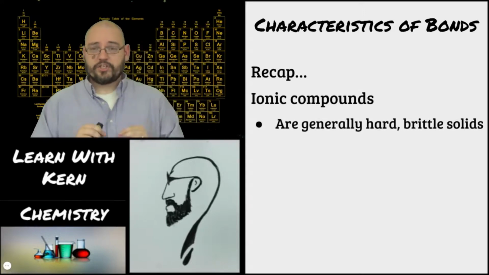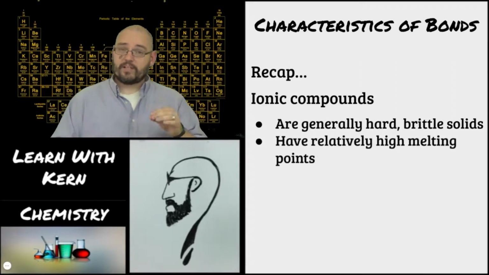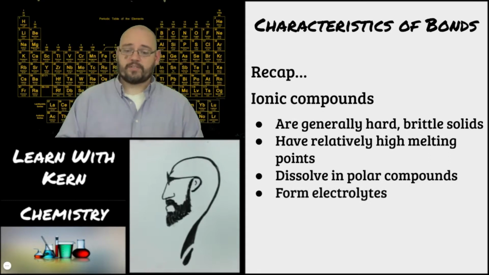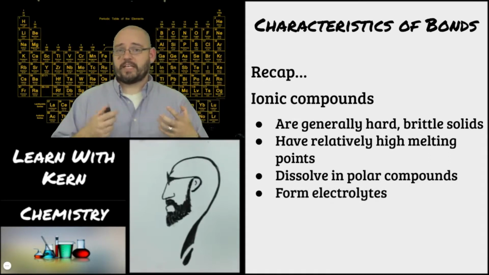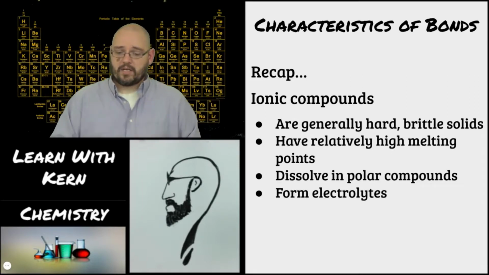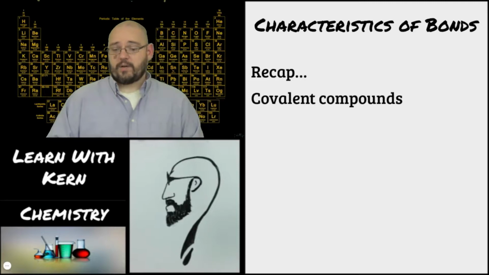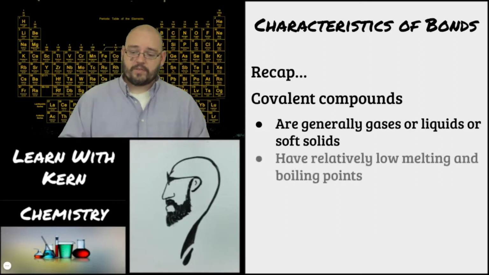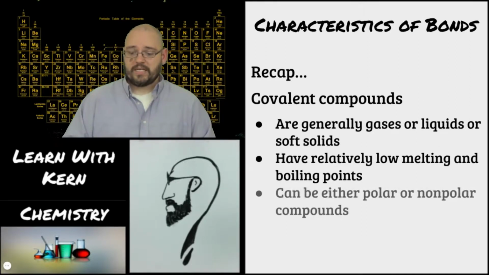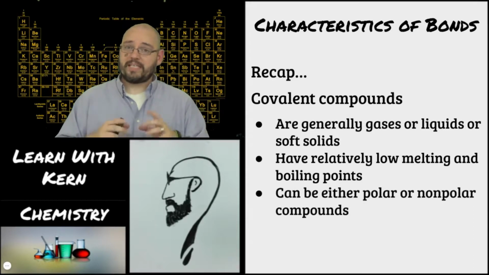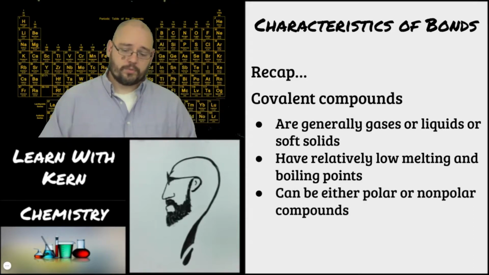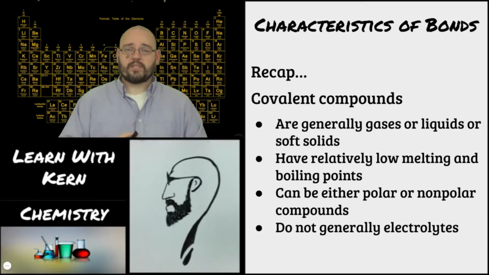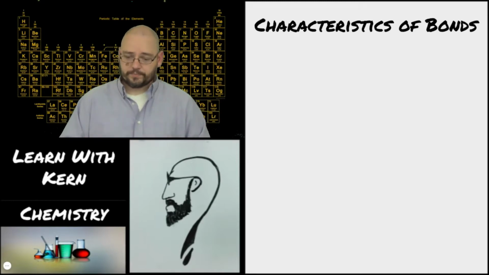Ionic compounds are generally hard, brittle solids. They have relatively high melting points, and they dissolve in polar compounds, and they form electrolytes. All of this is because of that positive-negative interaction between the atoms in an ionic compound. Covalent compounds are generally gases or liquids or soft solids at room temperature. They have relatively low melting and boiling points, and they can be either polar or nonpolar compounds, even if all of the bonds themselves are polar bonds. And they do not generally form electrolytes. Now, it is possible for nonmetals to be electrolytic, but not generally.